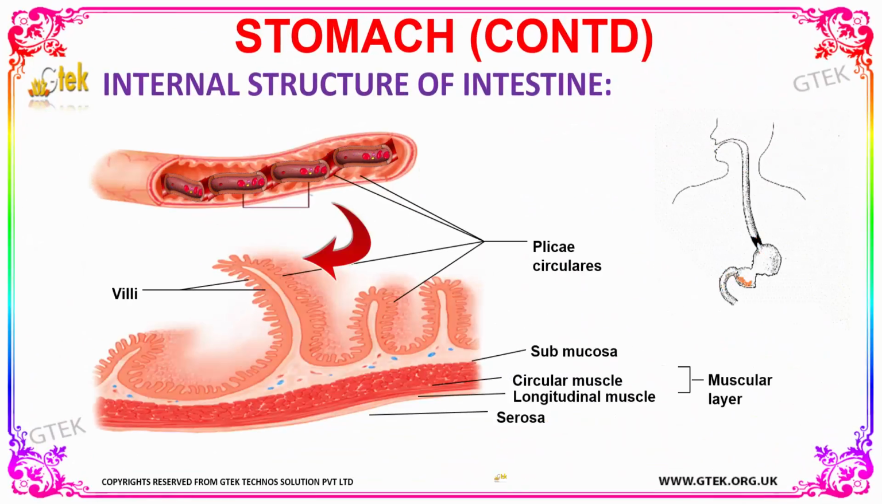Next, we are going to see the internal structure of your intestine. On enlarging your intestine, you can find that it has a sort of finger-like structures. The finger-like structures are known as the villi. The villi are the structures which help in absorption, and the total protrusion over here is known as plicae circularis.